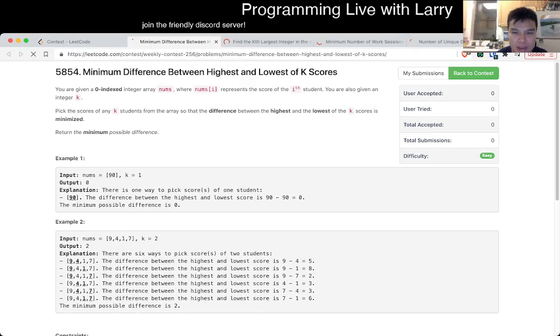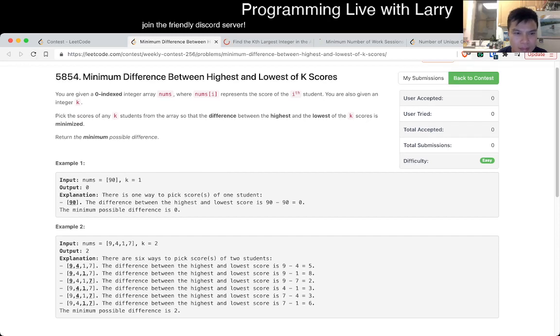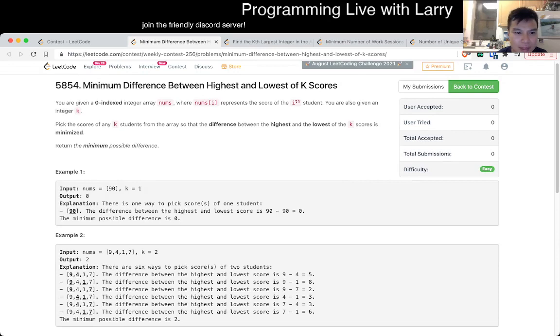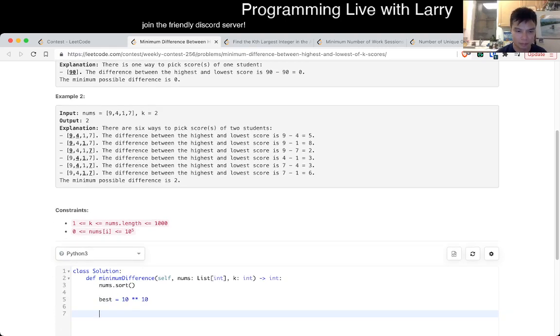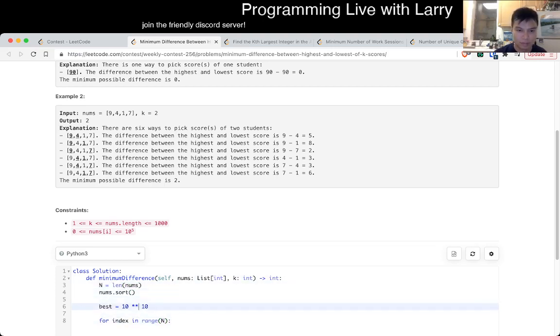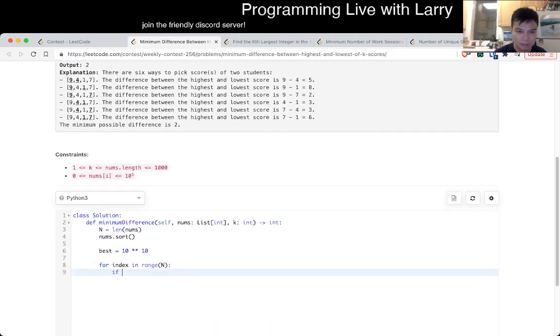Minimal part, yeah. Scores of the I student. What? Pick the scores of any K. Oh, K students. Okay. So slow.